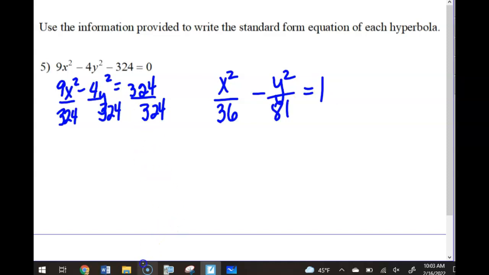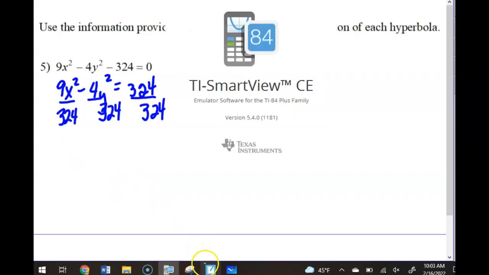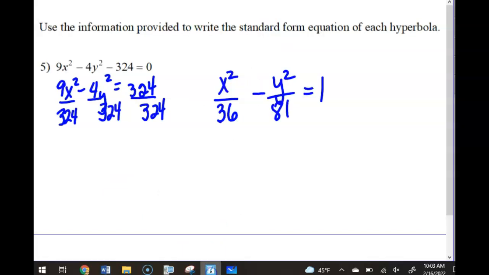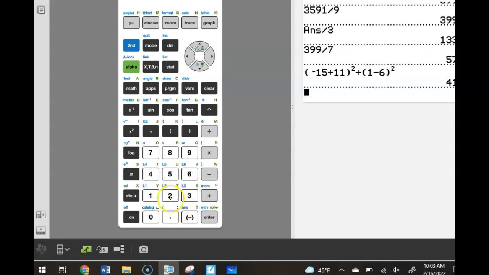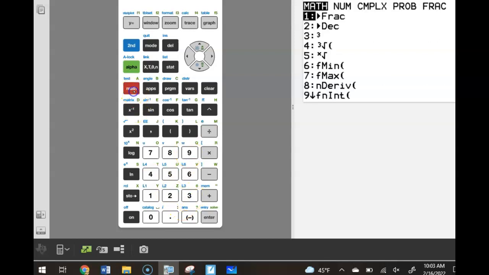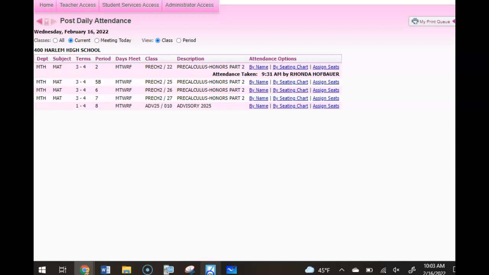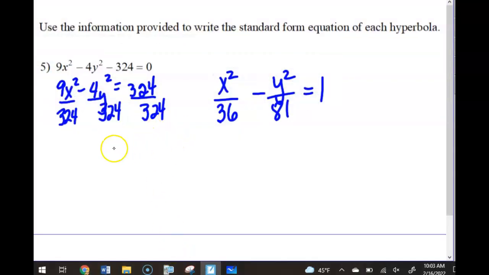So again, on your calculator, for that first one, you can either do 9 over 324 and reduce it, or if you're pretty sure it goes in evenly. So again, it was 9 over 324, math, enter, enter, and that reduced it to 1 over 36, or just a 36 in the denominator. Is everybody okay with what I'm talking about there?